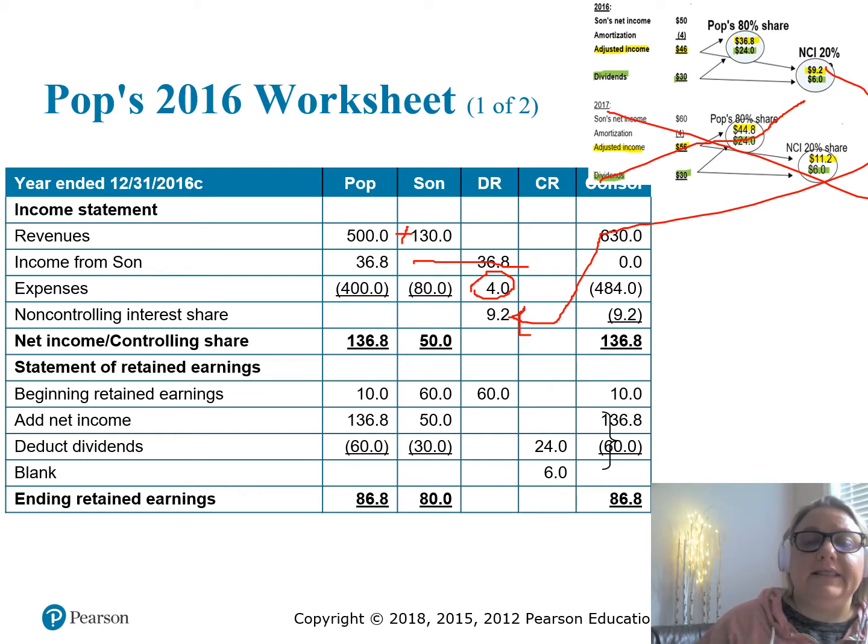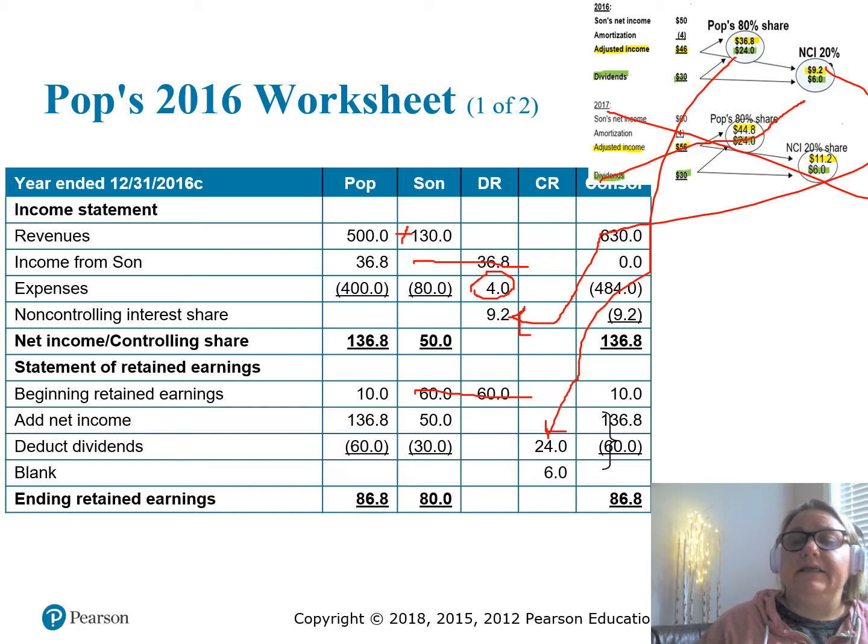All right, and then the next thing we're going to do is look at the retained earnings. Again, we're wiping out Sun, adding net income from Sun, which was in the problem, deducting dividends, which we had again for Pop right over here.